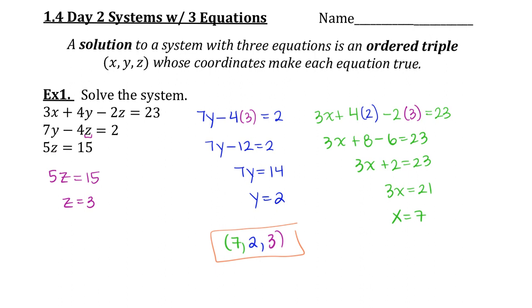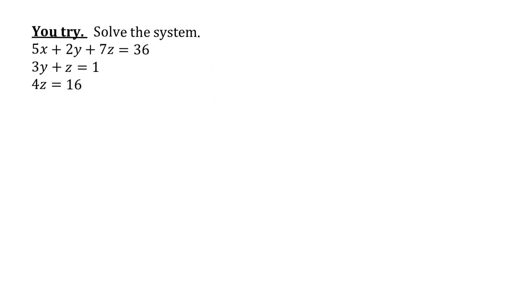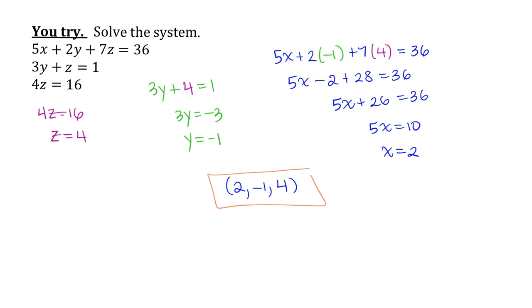Go ahead and try the next one on your own. Unpause when you're ready to check your answer. Hopefully you finished. I got z equals 4, y equals -1, and x equals 2. So my final answer is 2, -1, 4.